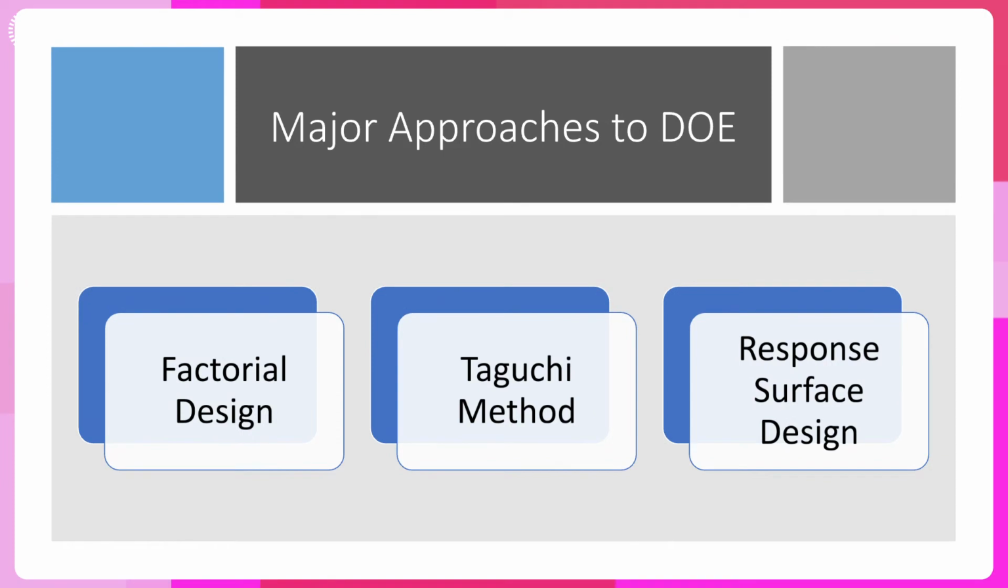Design of experiments basically has three types. The first is the factorial design, the second is the Taguchi method, and the third is the response surface design. You can design the experiments using either of these techniques. Factorial designs and response surface designs we have already discussed in our earlier sessions also.